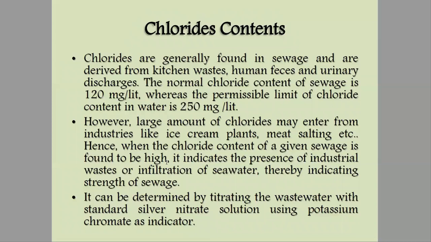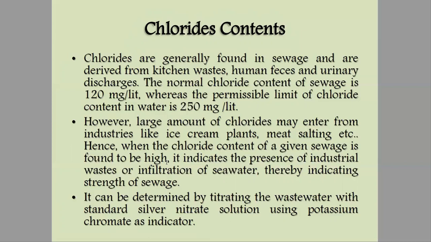Chlorides are generally found in sewage and are derived from kitchen waste, human feces, and urinary discharges. The normal chloride content of sewage is 120 milligram per liter, whereas the permissible limit is 250 milligram per liter. You need to remember these limits, as they are essential for any water sample.